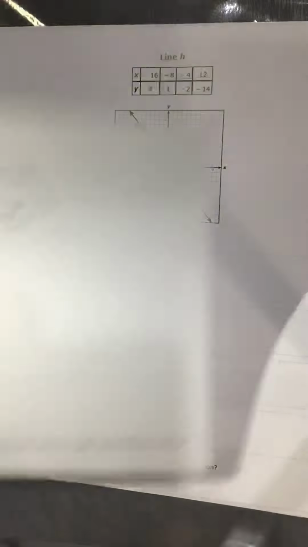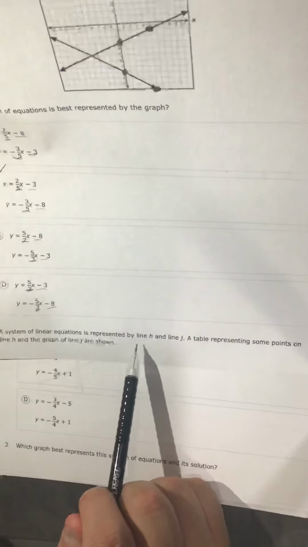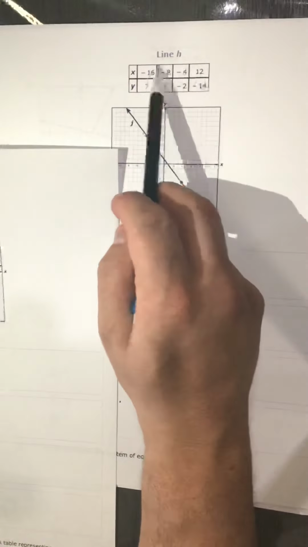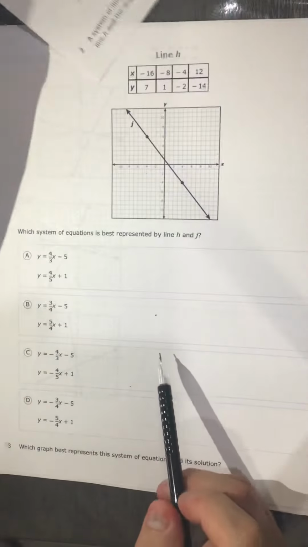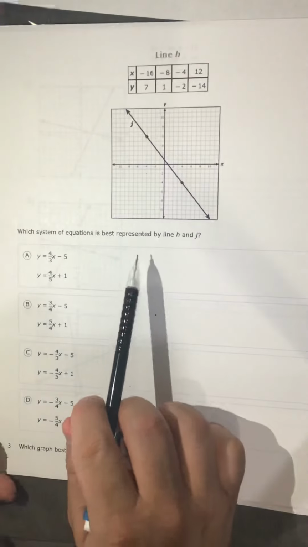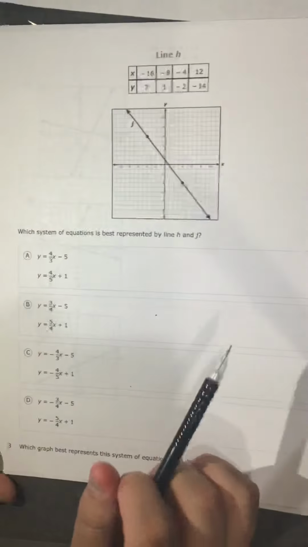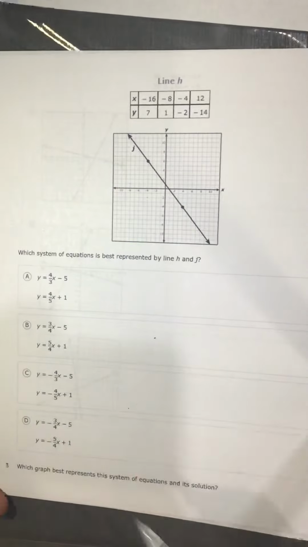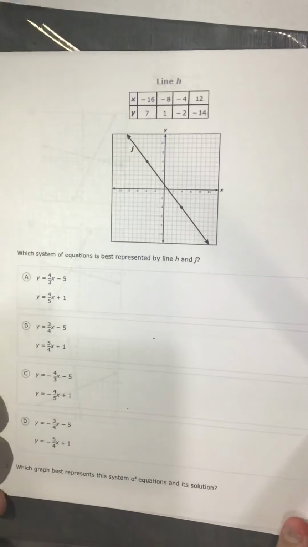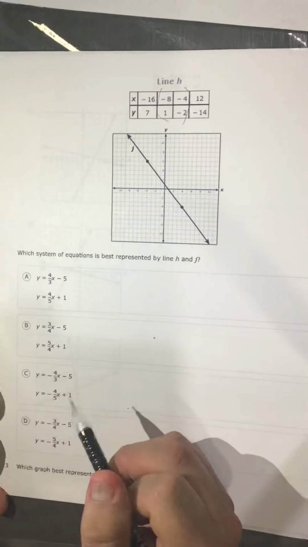Question number 2. It's asking us a system of linear equations represented by line H and line J. This is line H, and clearly line J is already graphed for us. What we want to know is which system of equations is represented by line H and J. Again, I need to know how to plot my points, draw my graph out, and which of these correctly represents what I'm looking for. So right here, I'm going to use these as my points.